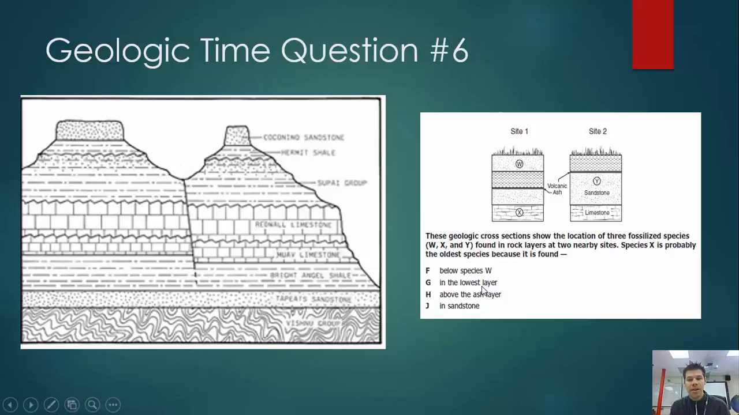In the lowest layer, good answer. Above the ash layer, well that's just wrong, it's below the ash layer. In sandstone, species X is not in sandstone. It tells you right here that it's in limestone because it's the same rock.